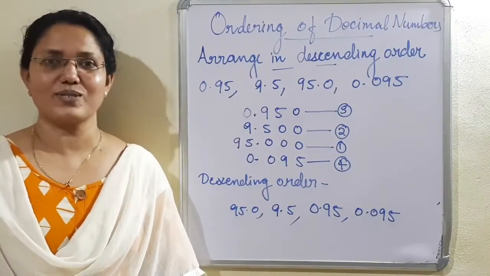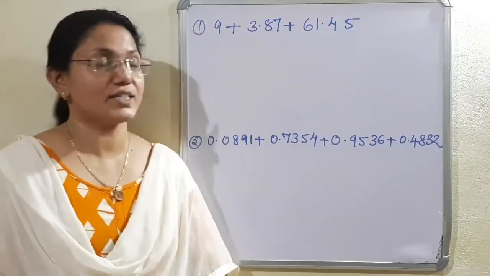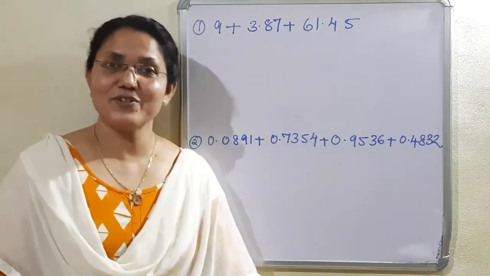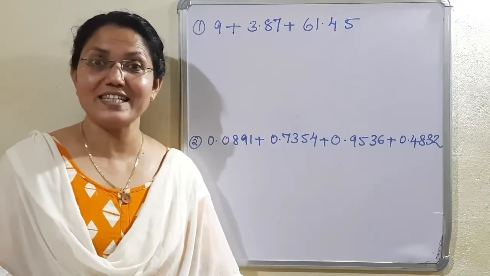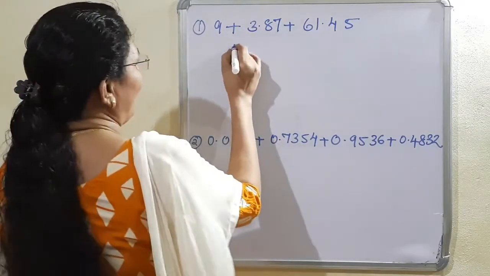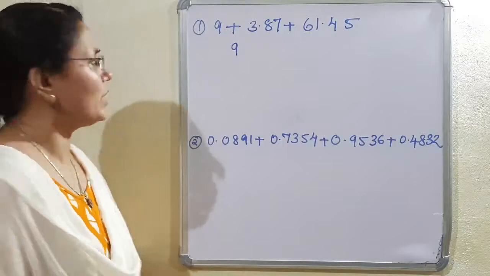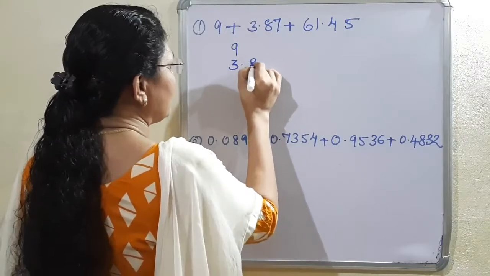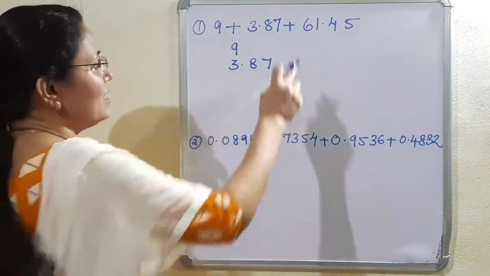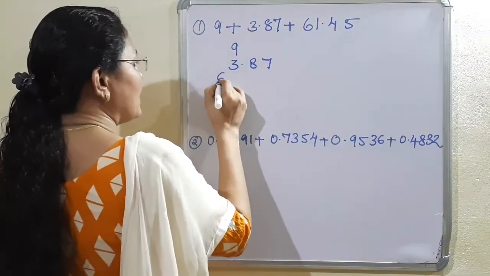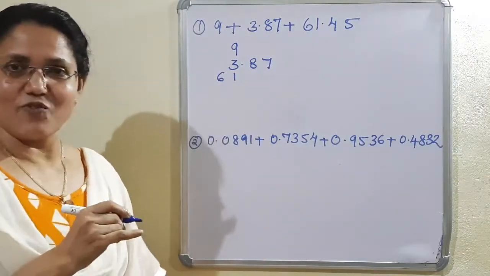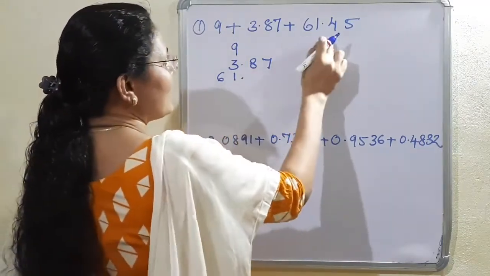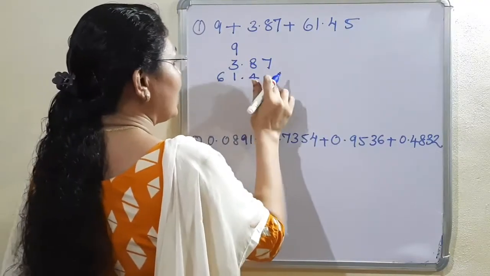Okay, now we can do some questions. Dear children, the first question: 9 plus 3.87 plus 61.45. First we arrange these numbers column-wise according to their places. 9 is a whole number and its place is ones. Next 3.87. 3 is in the ones place, 8 and 7 are in the tenths and hundredths. Next 61.45. 6 is in the tens place, 1 is in the ones place. Put the decimal point. Next 4 and 5, that is tenths and hundredths.